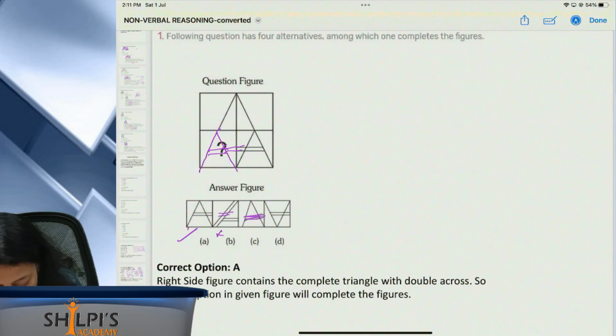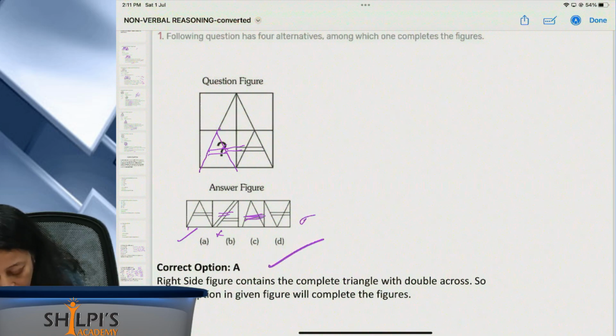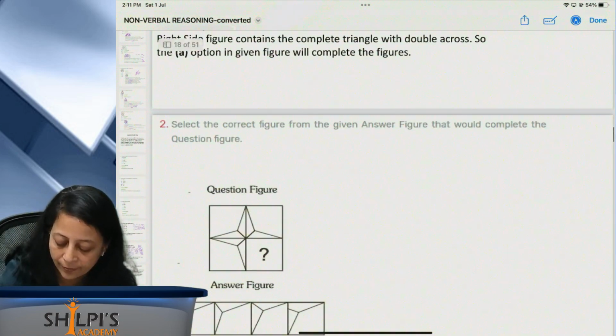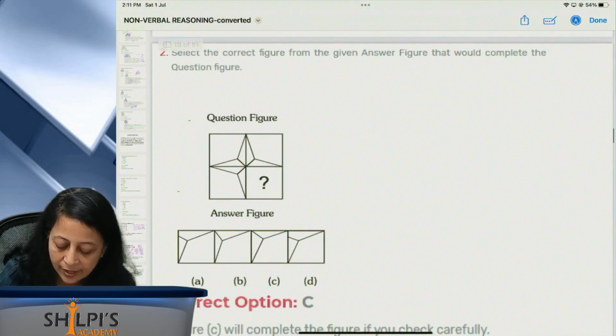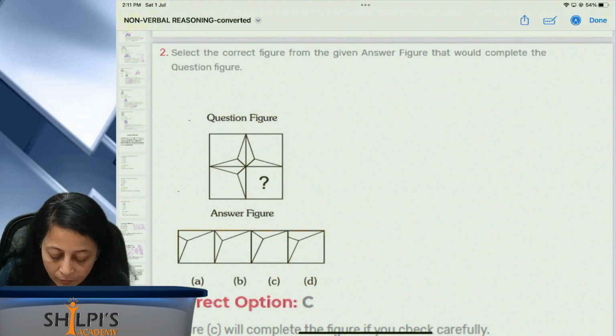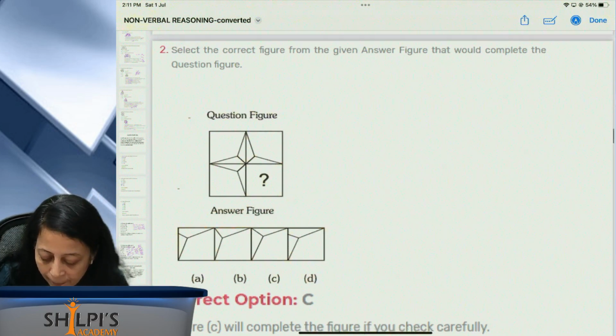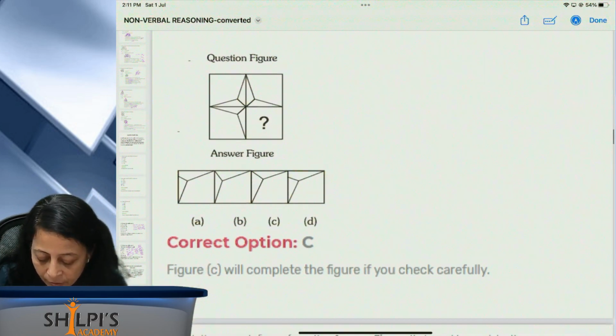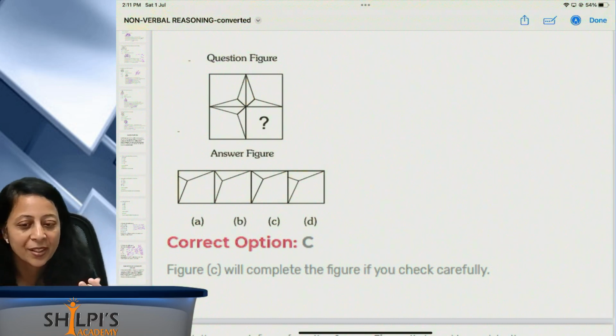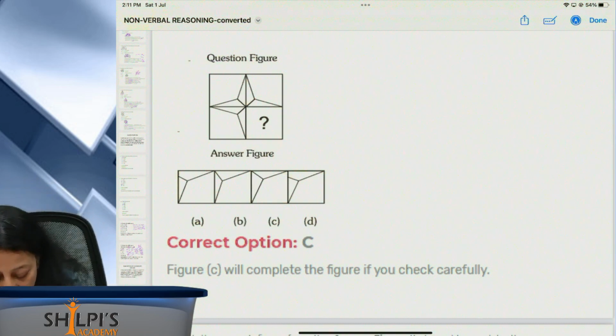Yes. So this is also not right. So the option is A. Perfect. Okay. Next is select the correct figure from the given answer figure that would complete the question figure. So first you just draw it and see and then choose. That becomes very easier for you actually speaking.